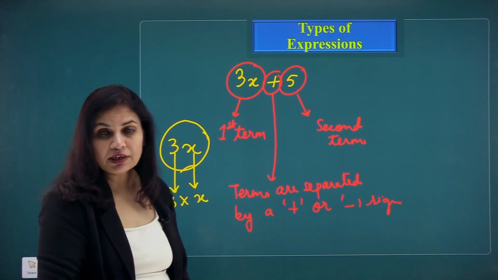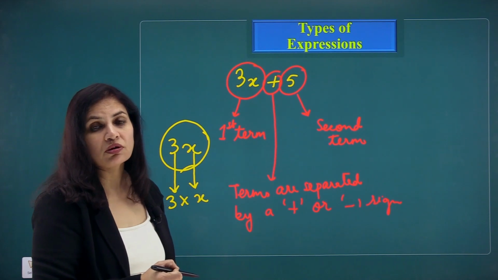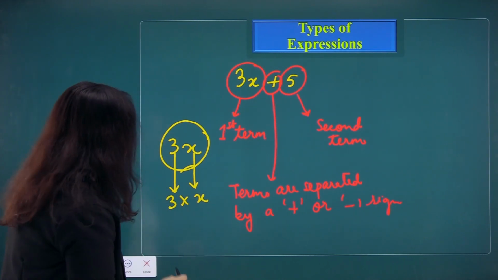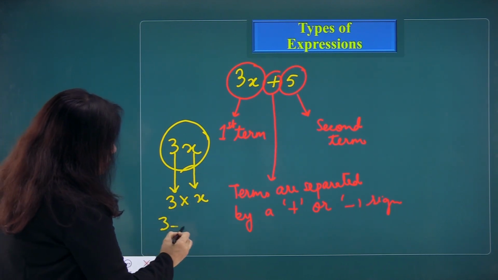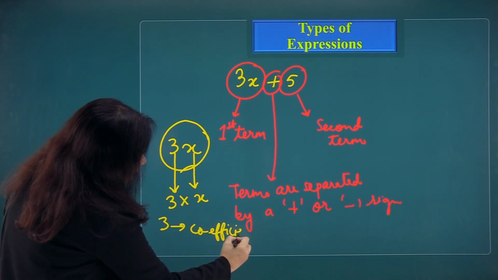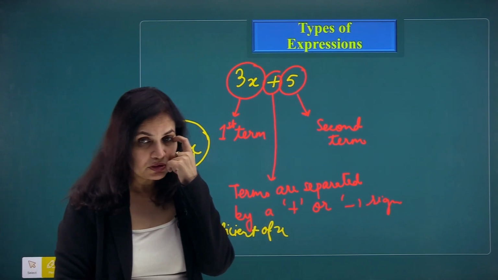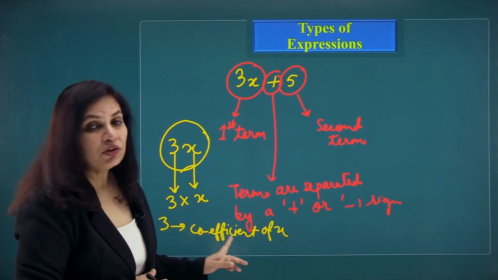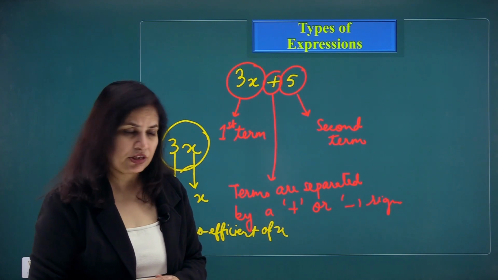So, whenever we have a multiplication sign or a division sign between two numbers, one of which could be a constant, other could be a variable, or both of them can be variables, then they are not treated as separate terms. 3 is the coefficient of x. So, a variable which is multiplied with a constant, the constant value is the numerical coefficient of the variable. So, this was all about the recap of expressions.